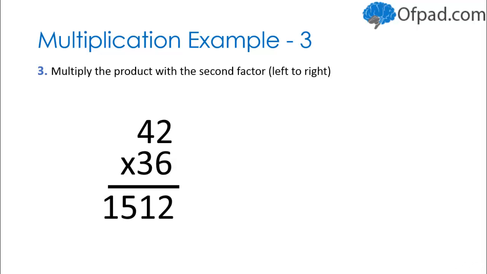You could have factored 42 into 7 and 6 instead of factoring 36 into 6 into 6 and solved this problem, and you could have got the same answer.